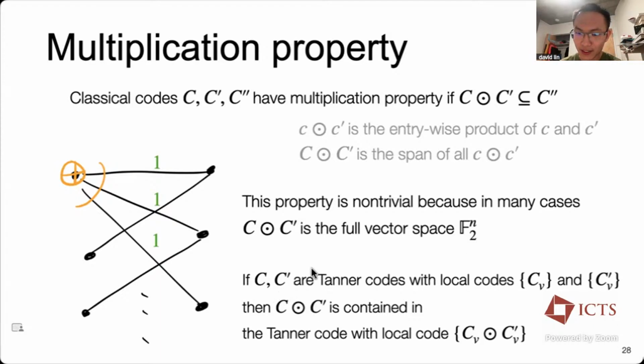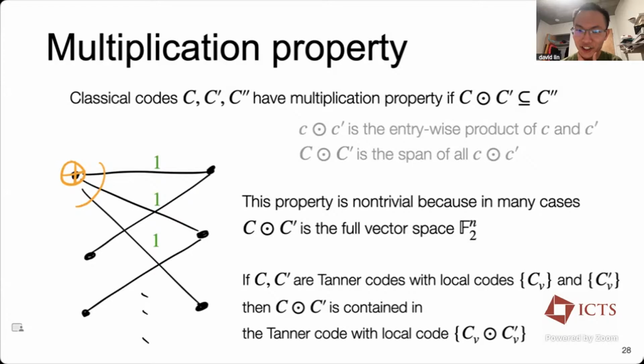So you have two Tanner codes that are built from these local codes CV and CV prime. The dot of these large codes actually becomes a Tanner code with local code CV dot CV prime. So what that means is that if your local codes have some multiplication property, then your global Tanner code also has some sort of nice multiplication properties.